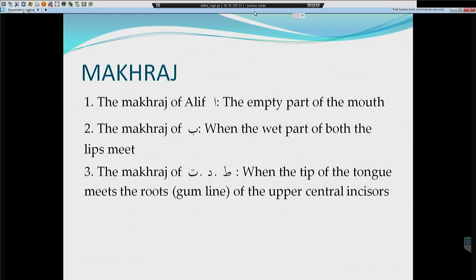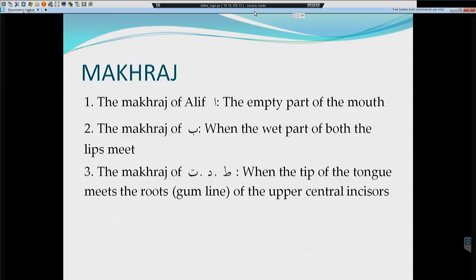For ta and ta, they're both the exact same thing. The only difference is that one is empty mouth and the other is full mouth. And dal is the one that it barely touches, because there's going to be a bouncing sound with dal. So at, ad, and at.